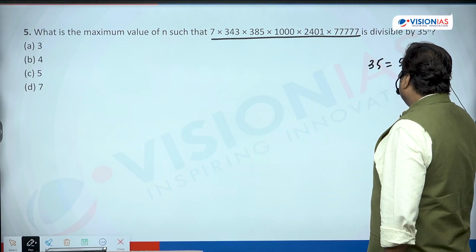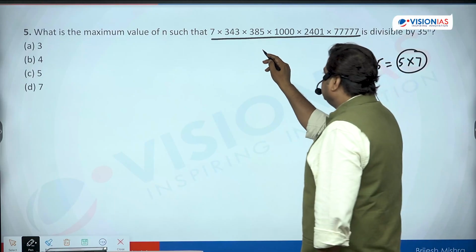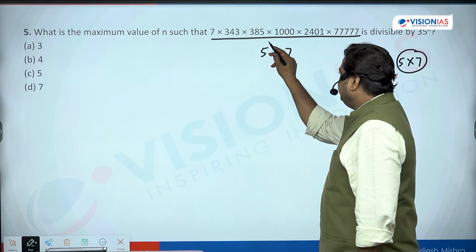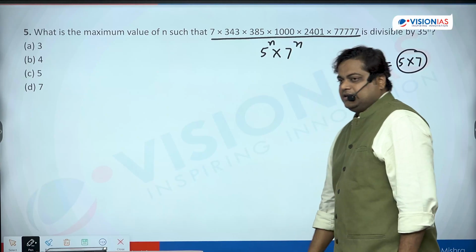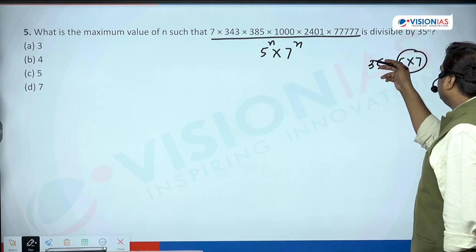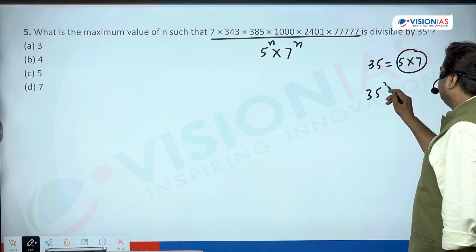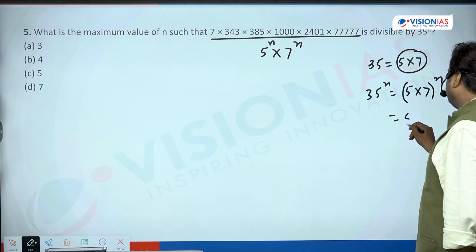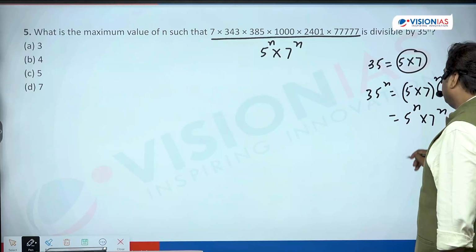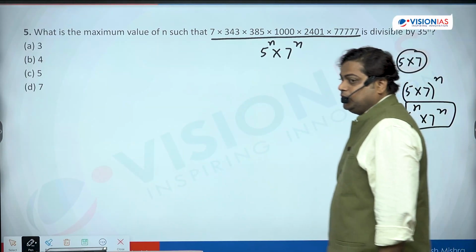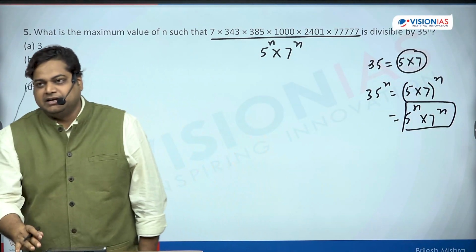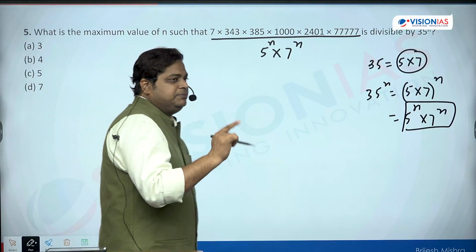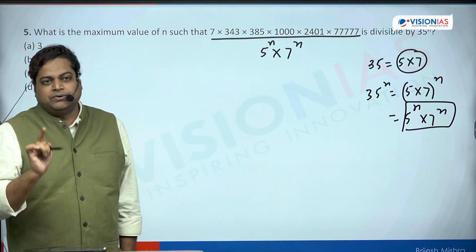35, we can write 5 into 7. That means it must be divisible by 5 also and 7 also. 35 to the power n is what? 5 into 7 to the power n, or 5 to the power n, 7 to the power n. So basically we need to find out how many pairs of 5 and 7 we can have. That would be the maximum possible value of n.